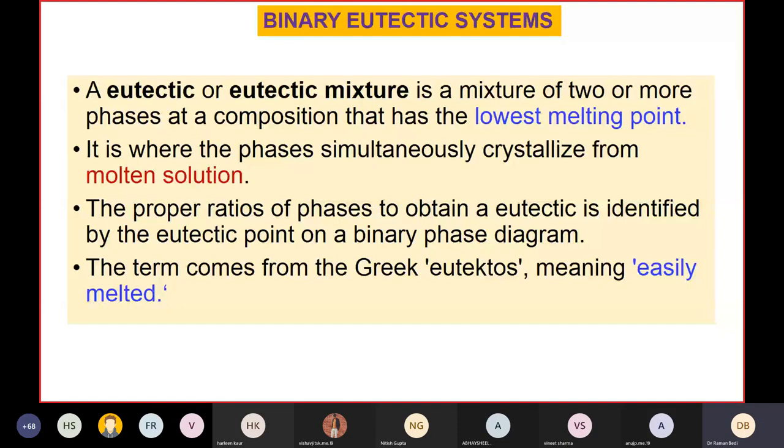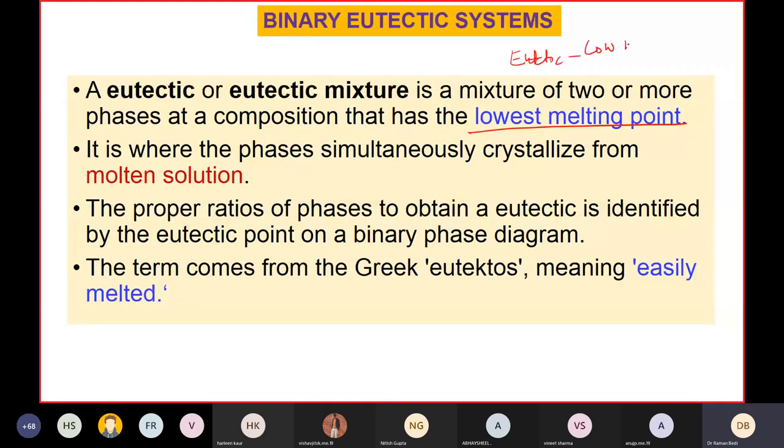Let me now go to one important system in a binary system, which we call the eutectic system. Don't read right now what is written here. I only want you to read this: eutectic means low melting point. That is what is required for the time being.